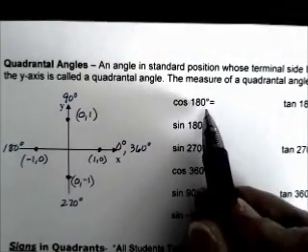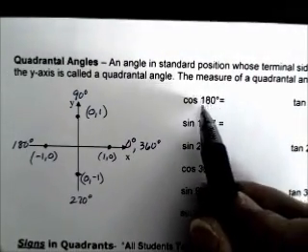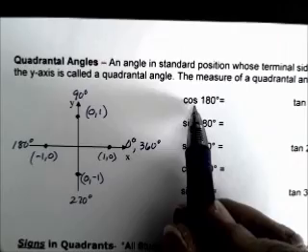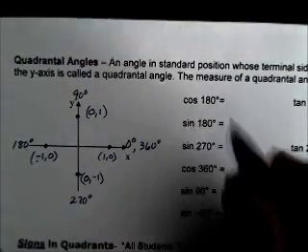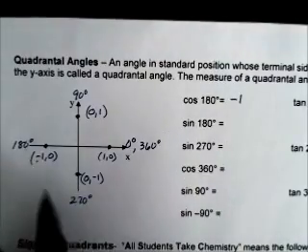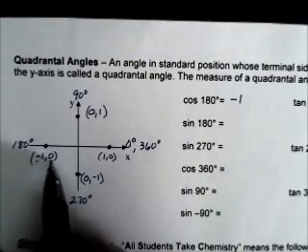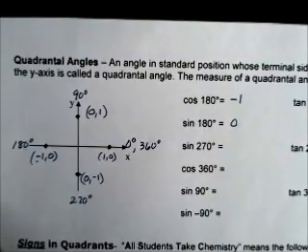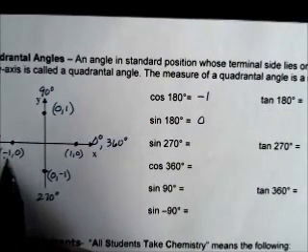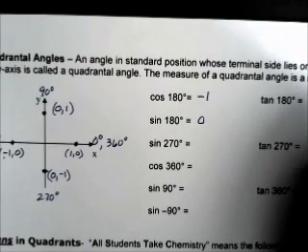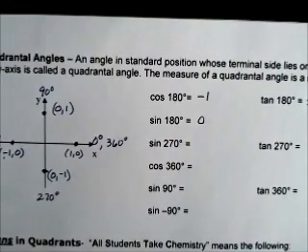Okay, what is the cosine of 180 degrees? Well, cosine of 180, just remember, cosine's the x-coordinate, 180 degrees, -1. What's the sine of 180? It's the y-coordinate, 0. What's the tangent of 180? That's going to be sine over cosine, which is 0 over -1, which is 0.